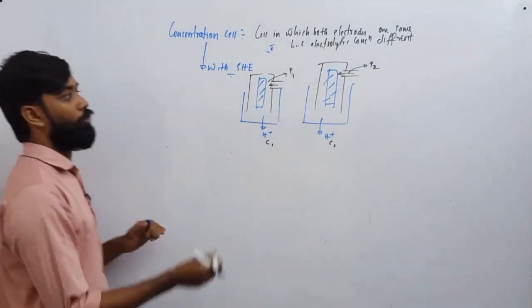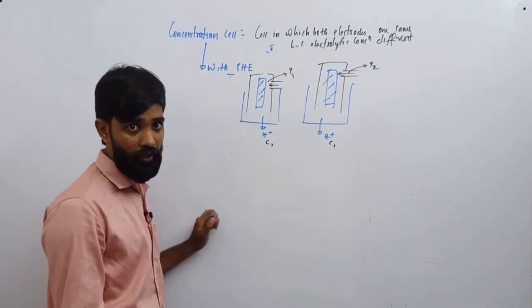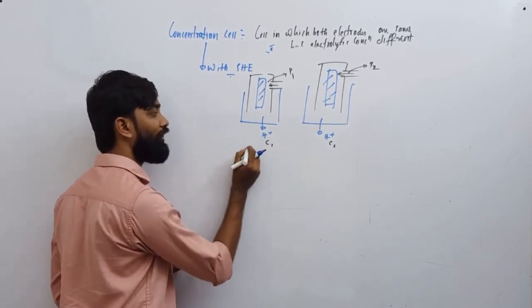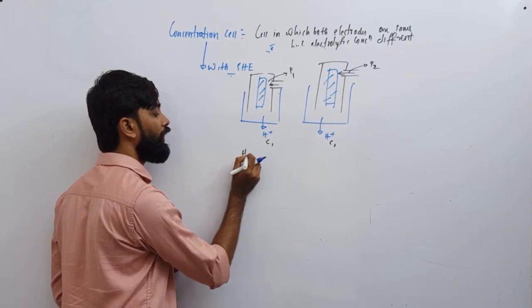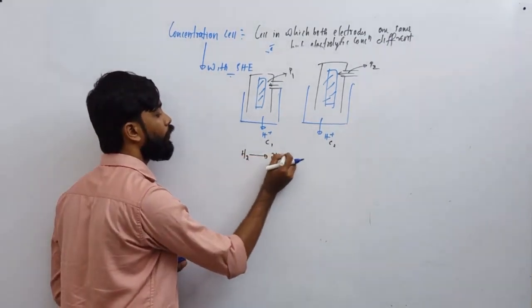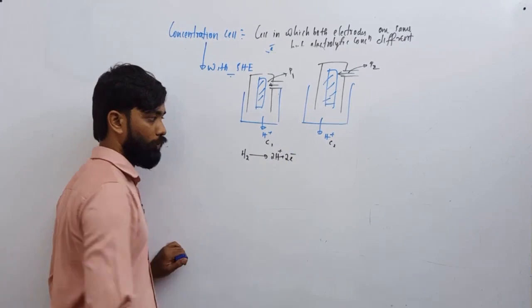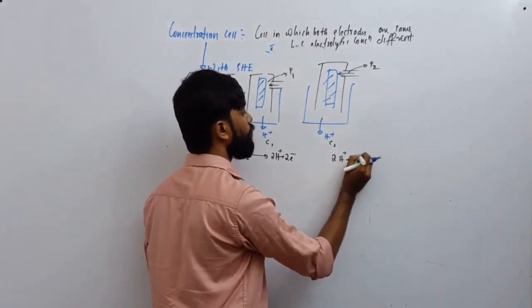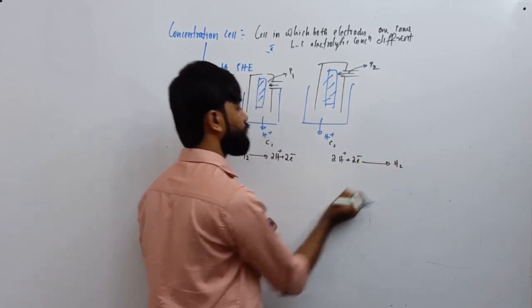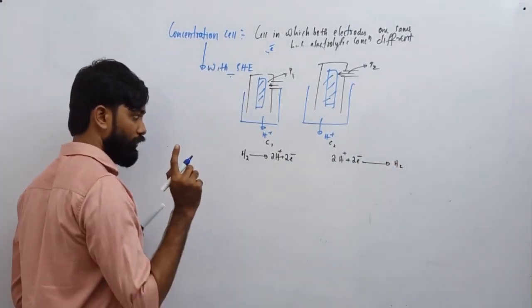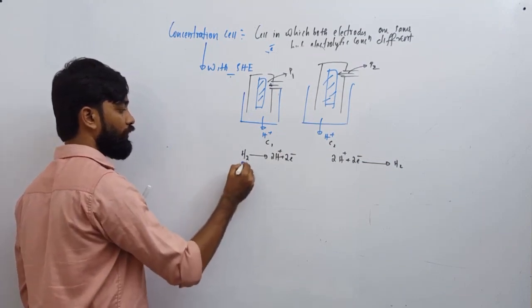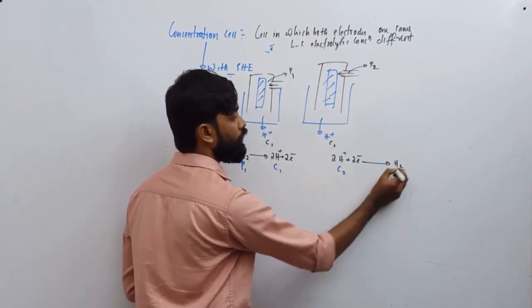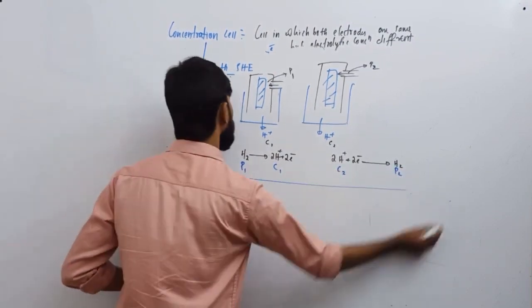What about the overall reaction? If I know the overall reaction, then only I can derive the cell potential. This is the anode: H2 becomes 2H+ plus 2 electrons. And this is the cathode: 2H+ plus 2 electrons become H2. But you have to think properly. Here the pressure is P1, concentration is C1. Here the concentration is C2, pressure is P2.